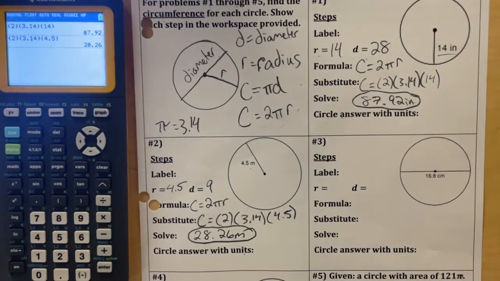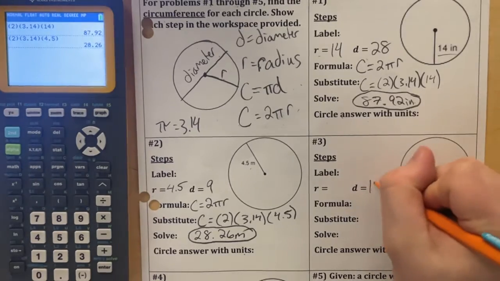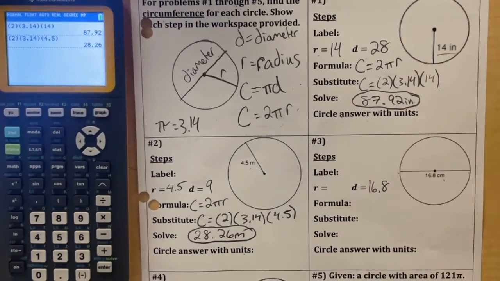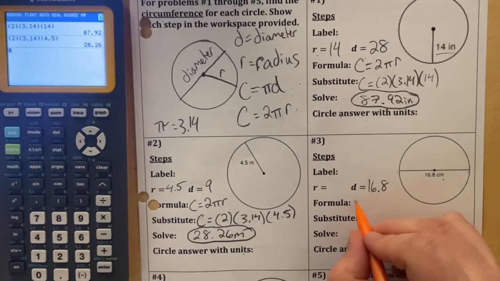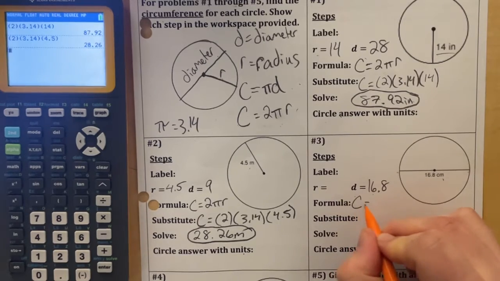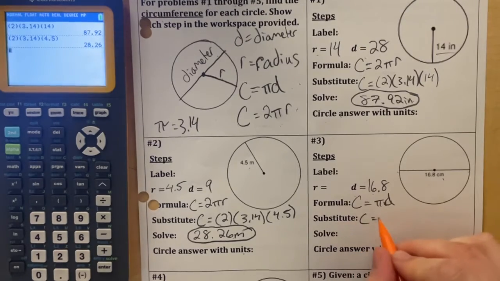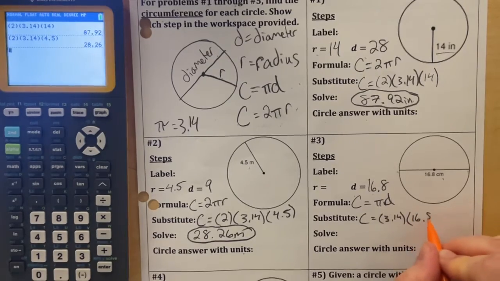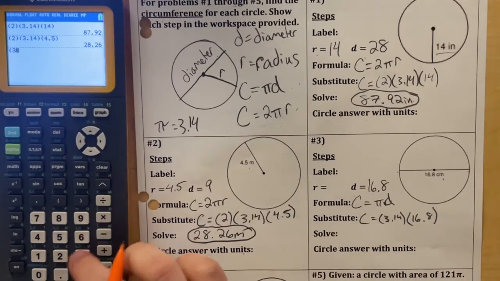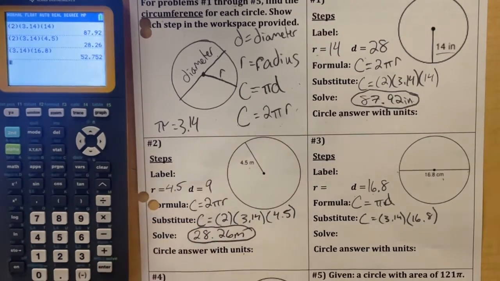In number 3, we have a line that goes from edge to edge through the center, so this is our diameter. 16.8 is our diameter. Half of that would be the radius, but I'm just going to leave it as diameter for right now so it's not as difficult. Circumference is equal to pi times the diameter. Real simple. Substitute in our values: 3.14 times 16.8. Make sure you multiply carefully. Circumference is super simple, but you need to multiply carefully.